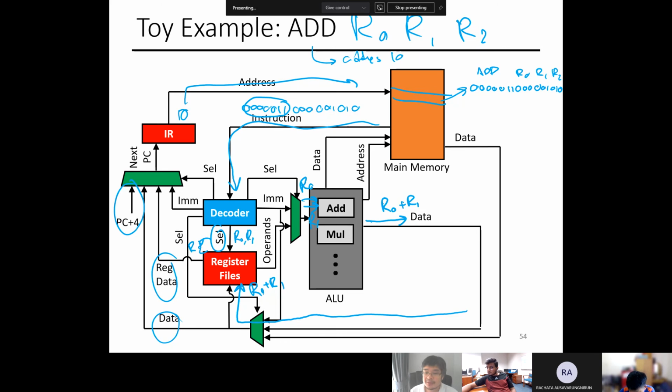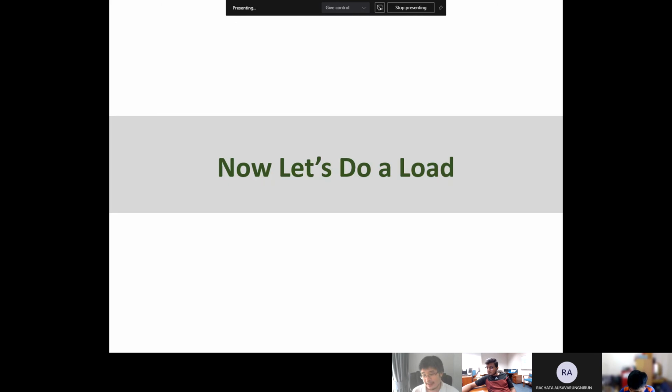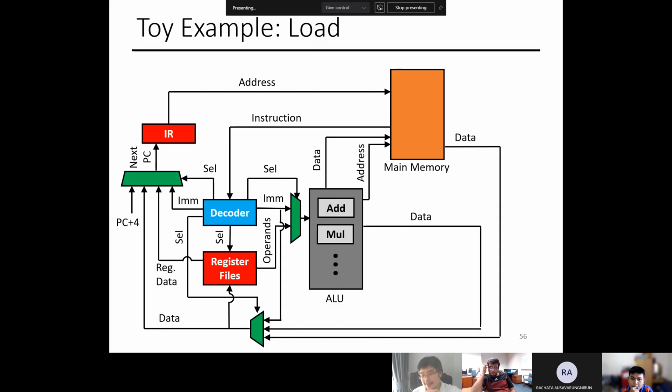So now I've talked about the add instruction. Let's do another instruction. Let's do a load. A load means that I want to take a value in a DRAM and put it in my register. That's a load, right? I load something from the main memory. So let's do another instruction that does a load.